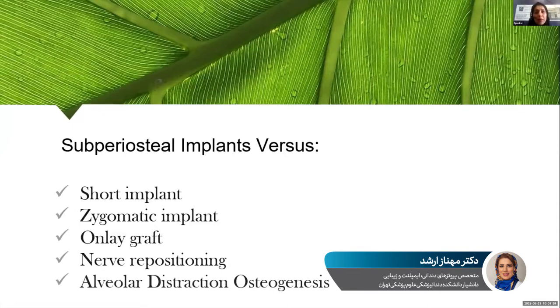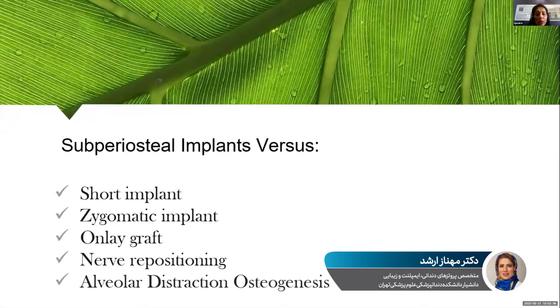Onlay graft is another method, but resorption is the problem, and the success and survival rate is questionable. Many implants in onlay grafts failed because of bone resorption. Another way is nerve repositioning, and this method for the mandible is questionable too, because many patients have anesthesia or paresthesia in the lower jaw, and it's a great problem for the patient.